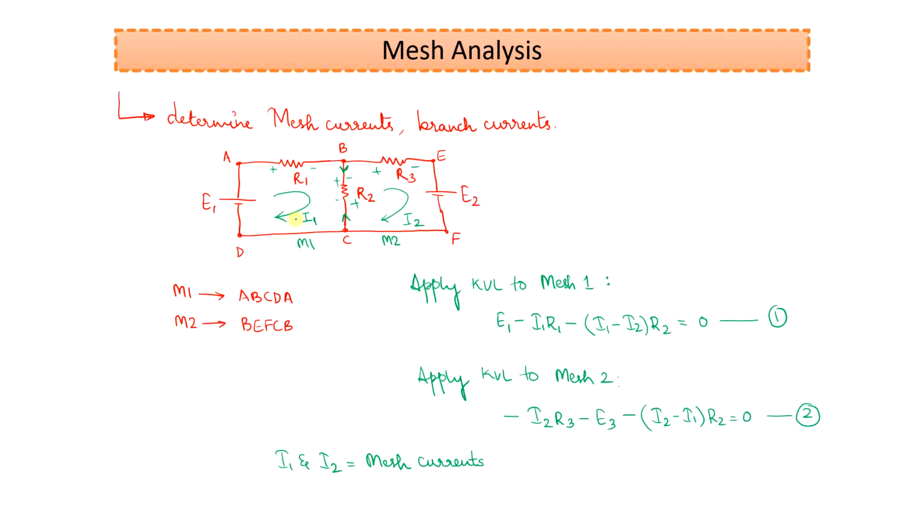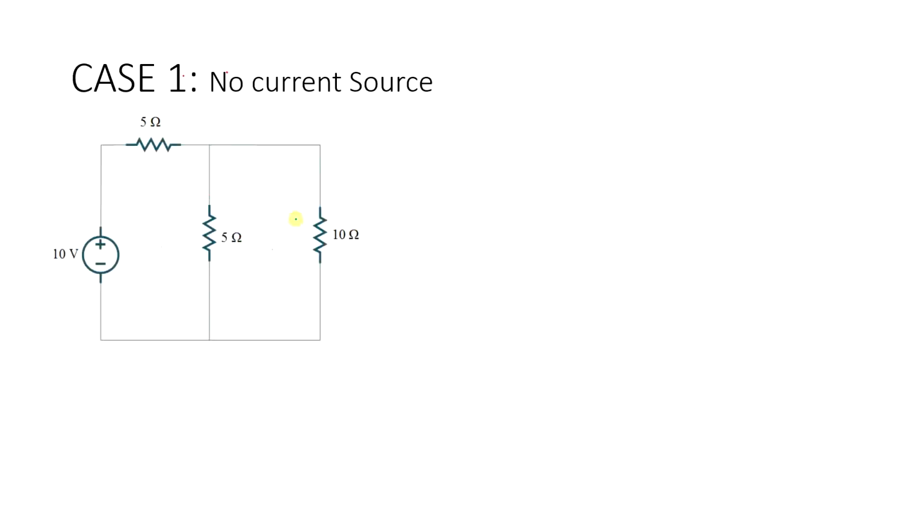Now in mesh analysis, we have three different cases that we need to consider when we are solving the numericals. So let us look at the first case. This is a case wherein you do not have any current source. So as a procedure that I have explained just now, the first step would be to determine the number of meshes that are there.